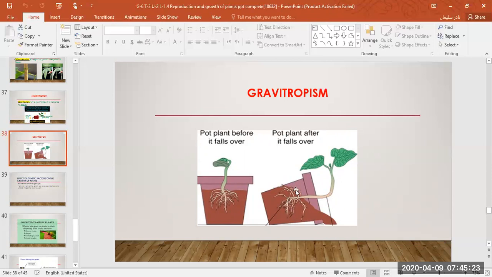What about the shoot? Does it keep growing in a straight way? No, the shoot, as you are observing, is bending and growing upward, not growing straight. Why? Because the shoot has negative gravitropism, by which it bends and grows upward. It grows upward. Okay, that's all about gravitropism.